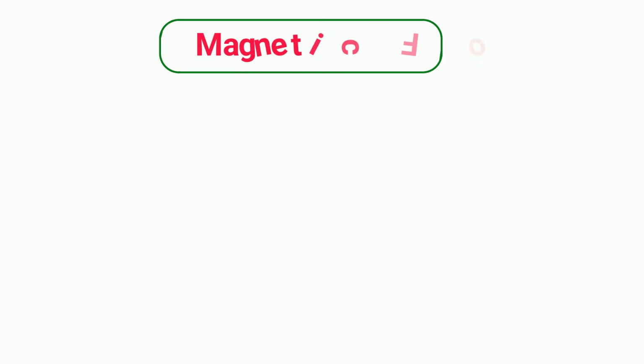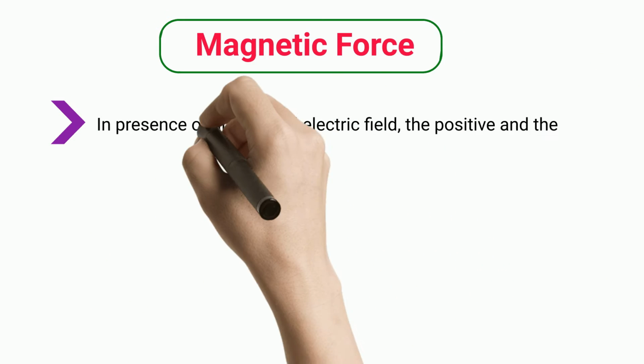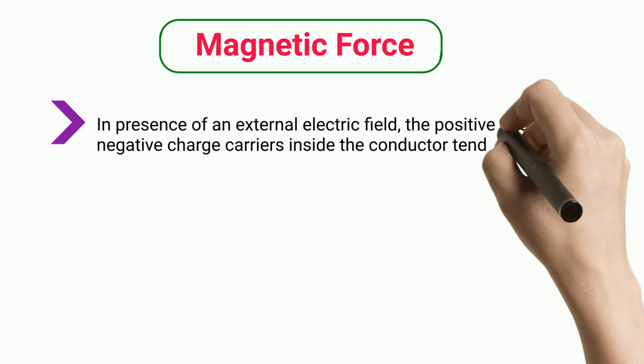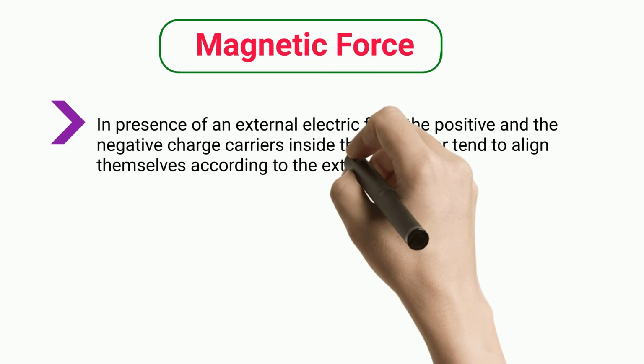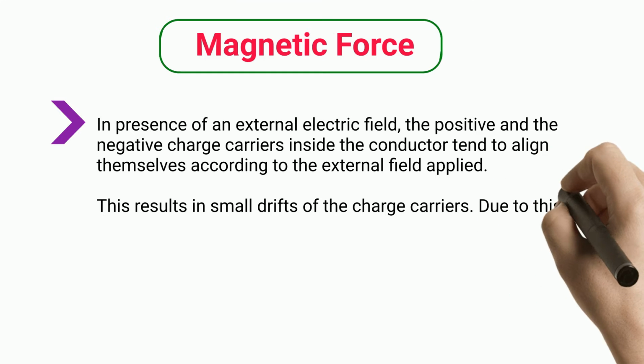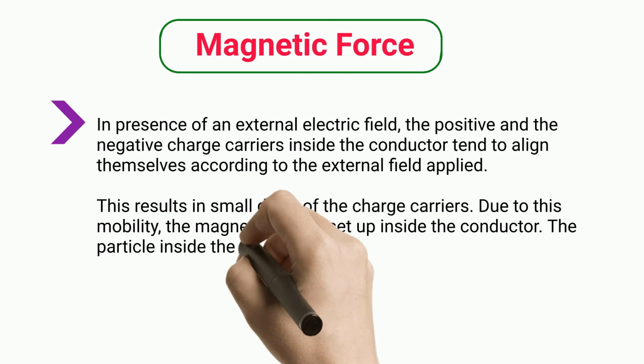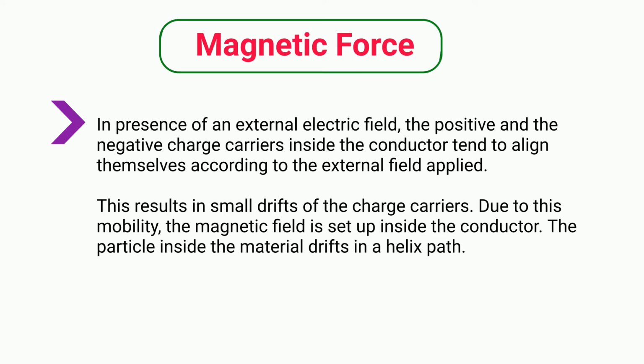Magnetic force. In the presence of an external electric field, the positive and the negative charge carriers inside the conductor tend to align themselves according to the external field applied. This results in small drifts of the charge carriers. Due to this mobility, the magnetic field is set up inside the conductor. The particle inside the material drifts in a helix path.